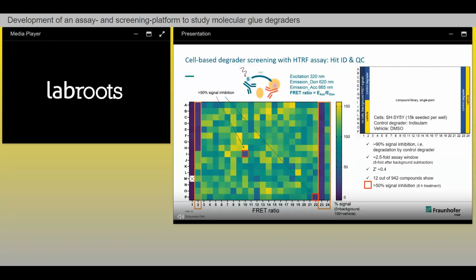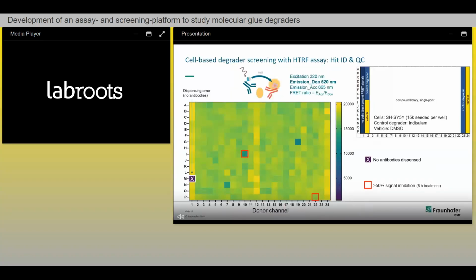And in total, out of 942 compounds that we had in this lower throughput screen, we identified 12 hits. And the hits were just very simply defined as showing above 50% signal inhibition at the 6-hour treatment time point. So what I've marked here are the 2 hits that we find on this exemplary plate. And what we always do is we look at the donut channel for the whole plate. So this heat map now shows the values for the donut channel for the full plate.